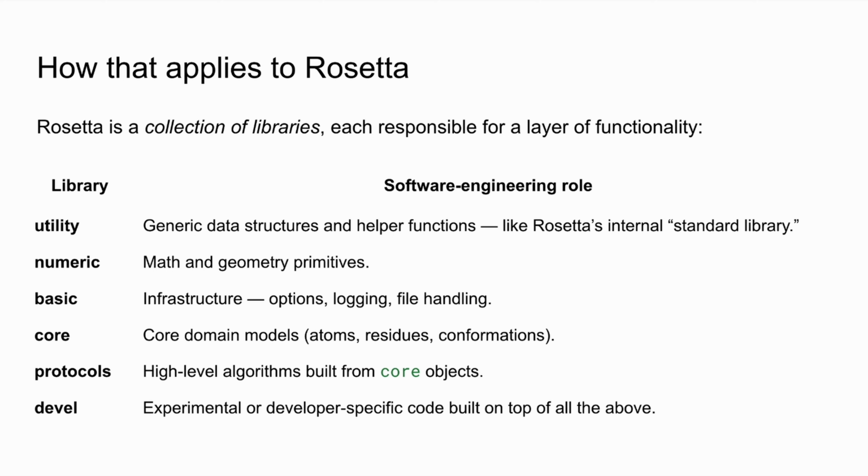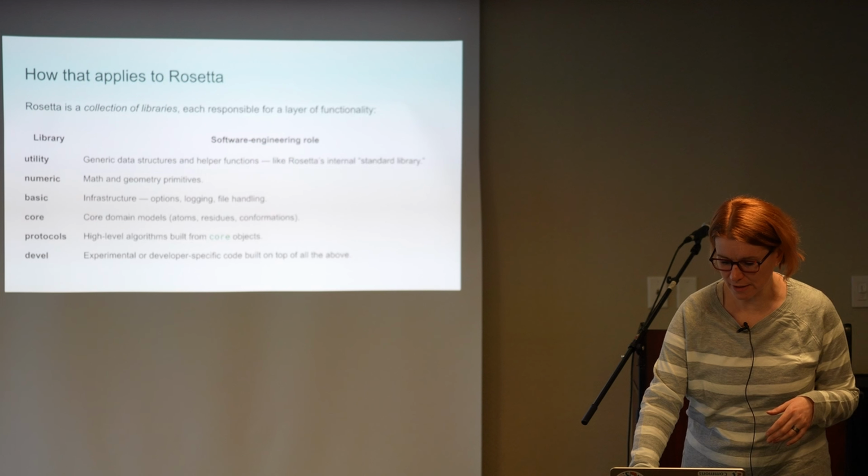And so when you compile Rosetta, the reason why it takes so long is you start with compiling utility, compile all of utility, and then after that's done, you start with numeric, and then compile everything in numeric. Then you build basic on top of it, and so on and so forth. Does that make sense?